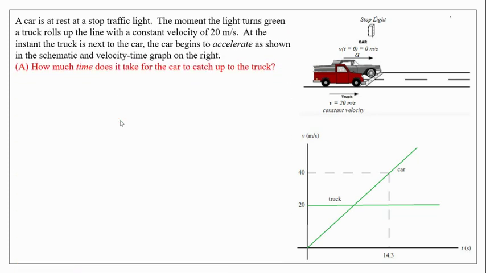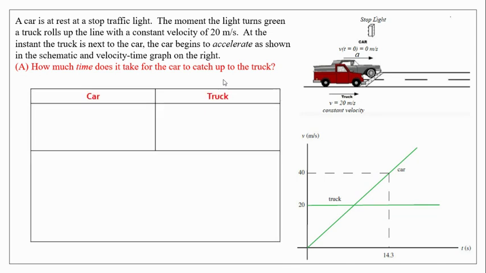Okay, part A is pretty straightforward. It says how much time does it take for the car to catch up with the truck. So in order to find the time in which they meet or catch up, all you have to do is a little setup here to help you organize your information. Here I've chosen to start with my displacement function for the car. That's because this particular function has the variable time in it. And I also know that the car is accelerating based on the wording in the problem, in the schematic, and in the velocity time graph shown below.